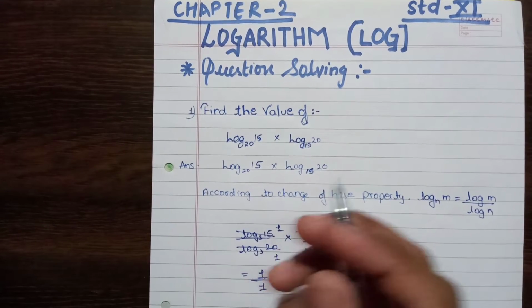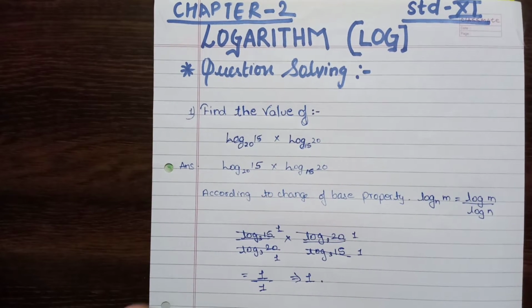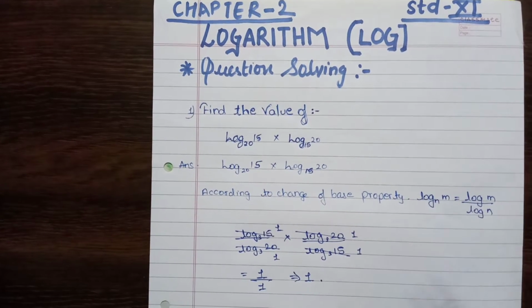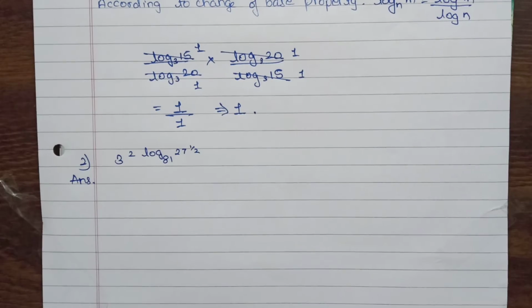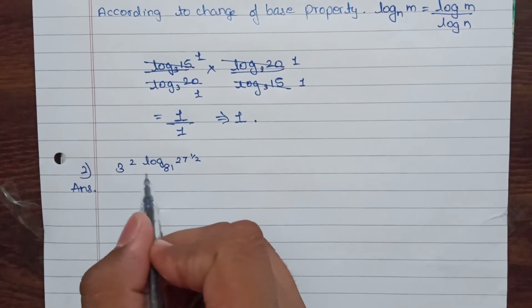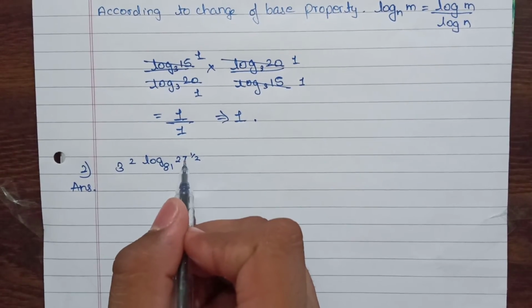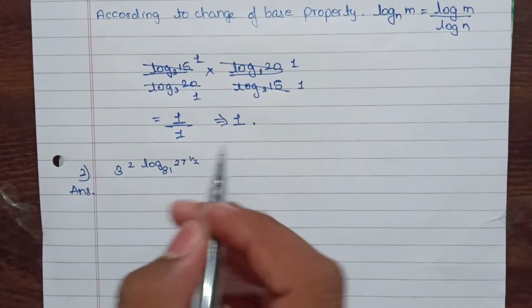Now the questions will start getting hard. I'll solve mainly 3 to 4 questions and they would be very hard. So let's take another question. Now let us take our next question, which is 3 raised to 2 into log 27 raised to half to the base 81. So now we'll solve it.